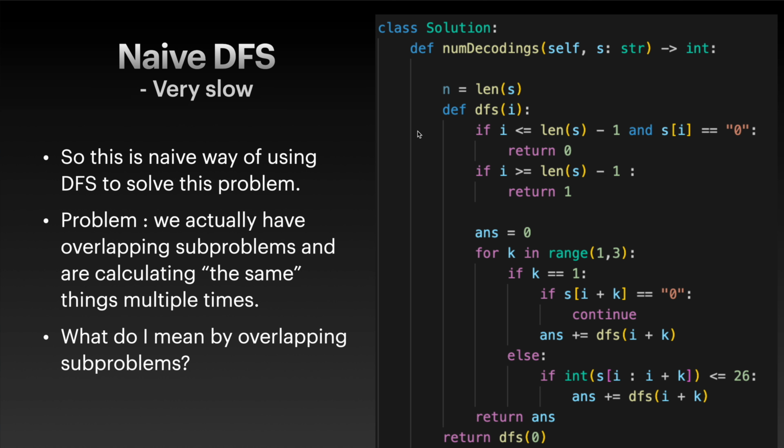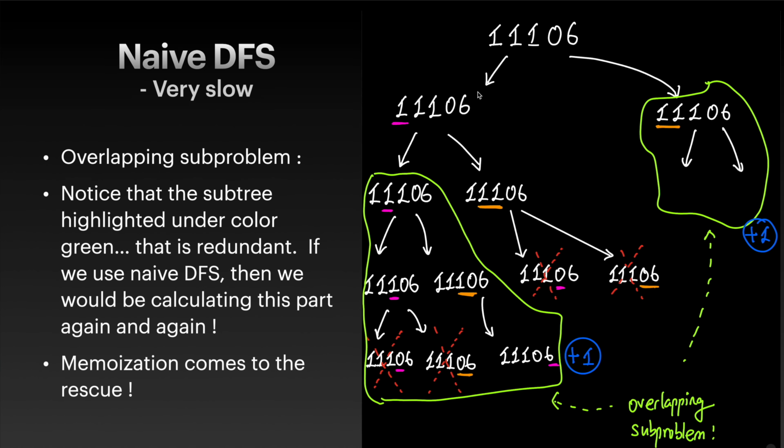But this one is very slow because we actually do have an overlapping subproblem in this case. Our depth first search will be computing the same subproblems over and over again, right? So what do I mean by that? I apologize for this horrible drawing, but looking at that example 11106, we look at the first digit and we'll be looking at the second two digits, right? The first two digits.